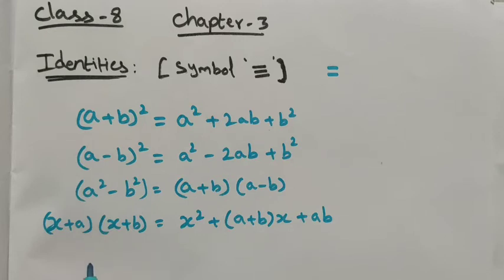Now here we have the standard algebraic identities. In our previous classes we have already studied a plus b whole square, a minus b whole square, a square minus b square, and x plus a, x plus b. These all are the standard algebraic identities. By using the standard algebraic identities, we are able to multiply algebraic expressions, and also get the numbers.